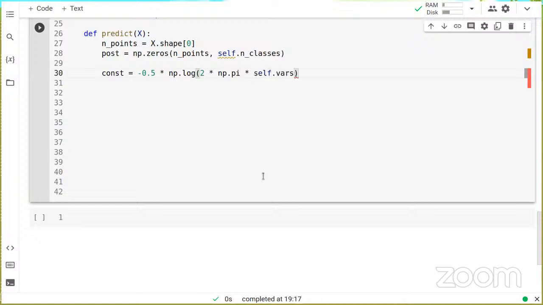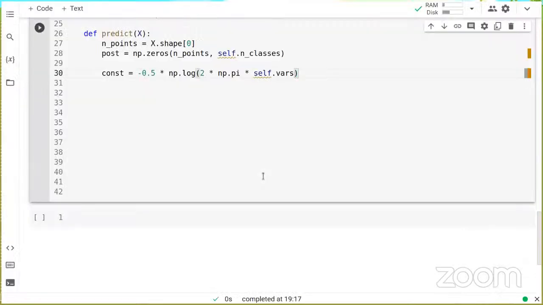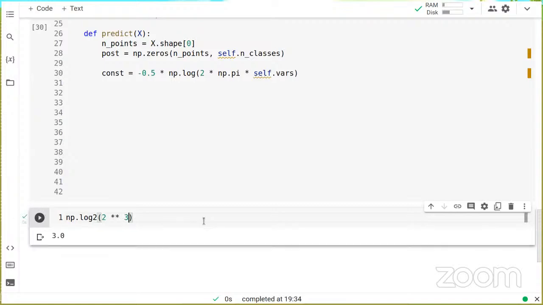I just have one doubt. When we do np.log, it is always taking the natural log. Yeah, I think so. If I want to take base 2, then you have np.log2, I think. So if you do np.log2, it will give you base 2.